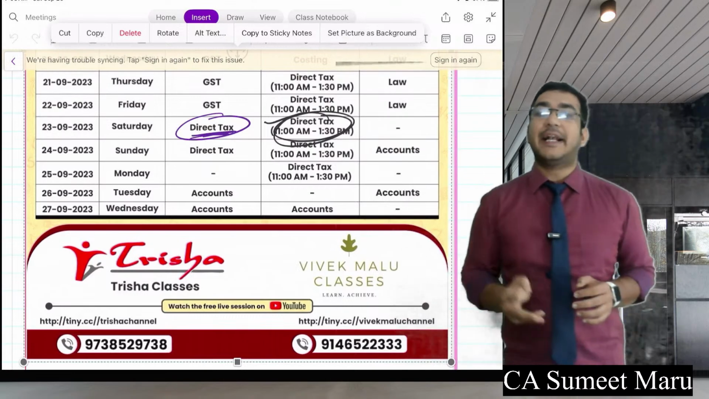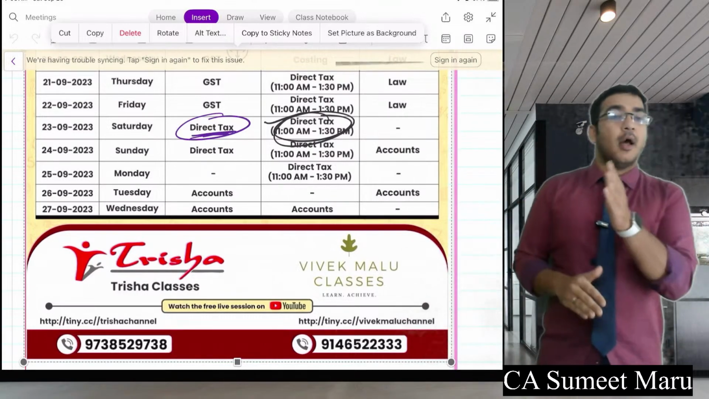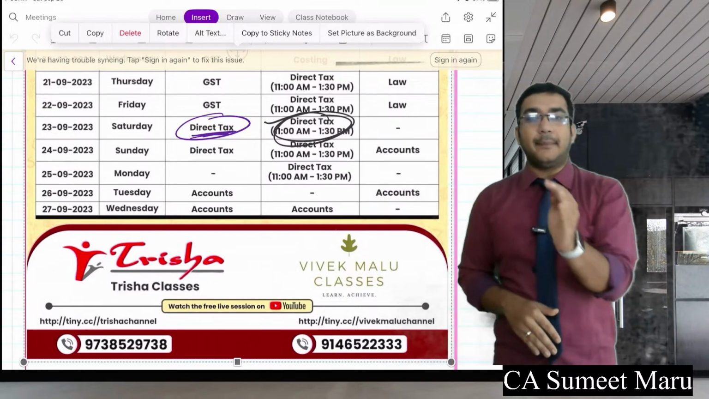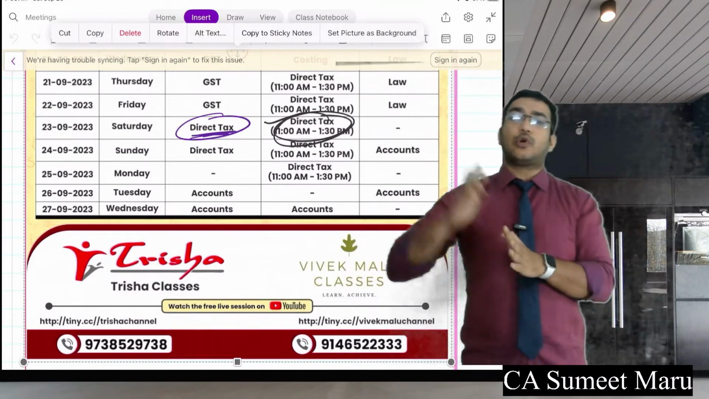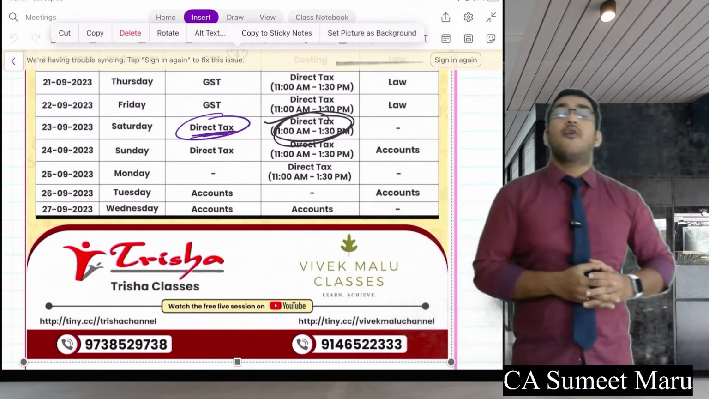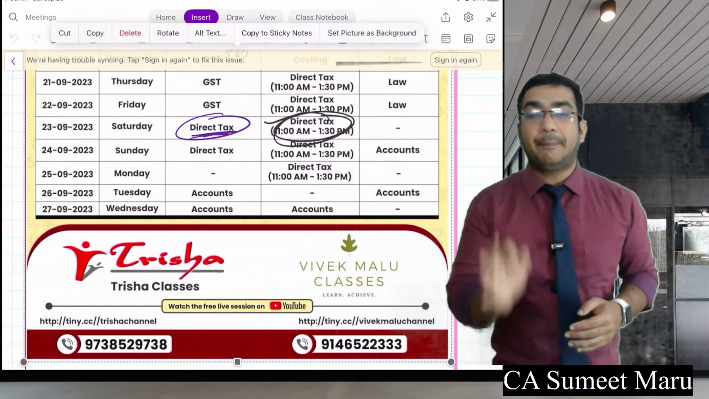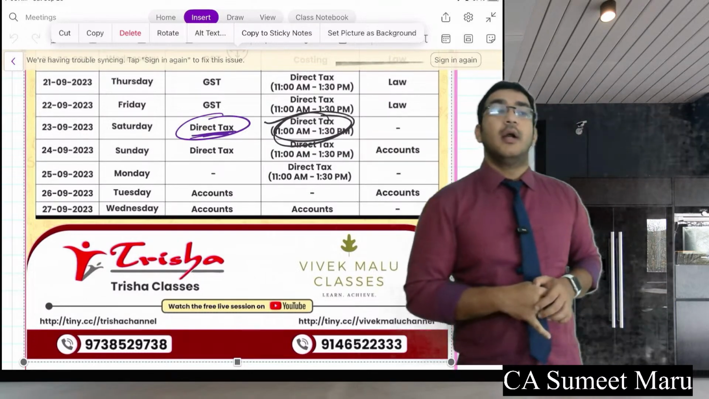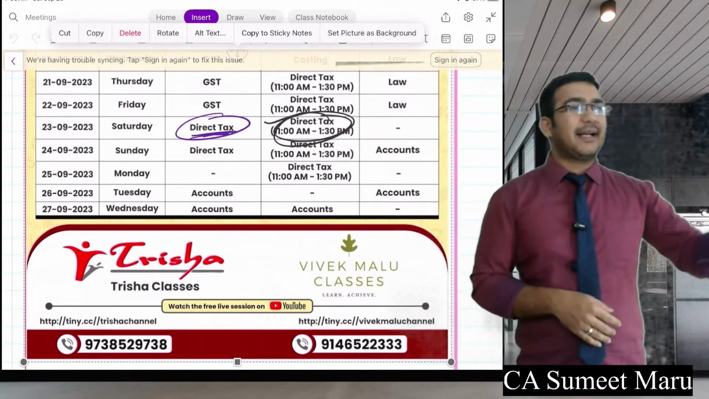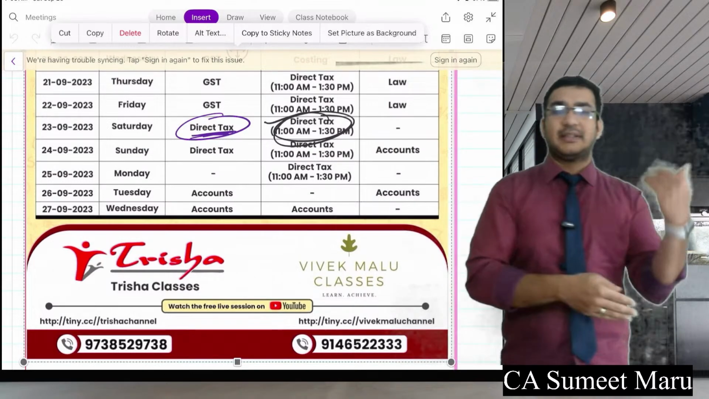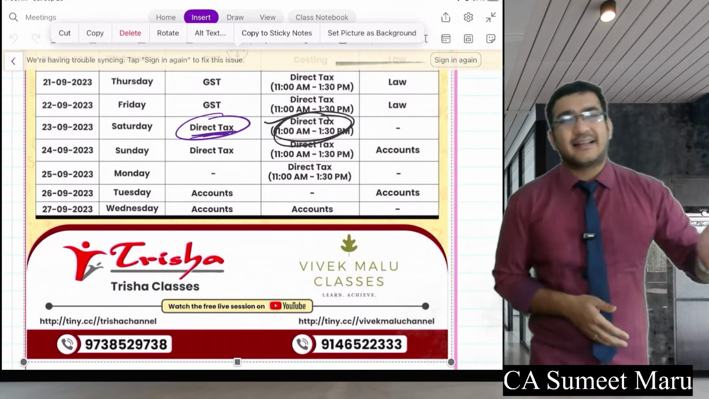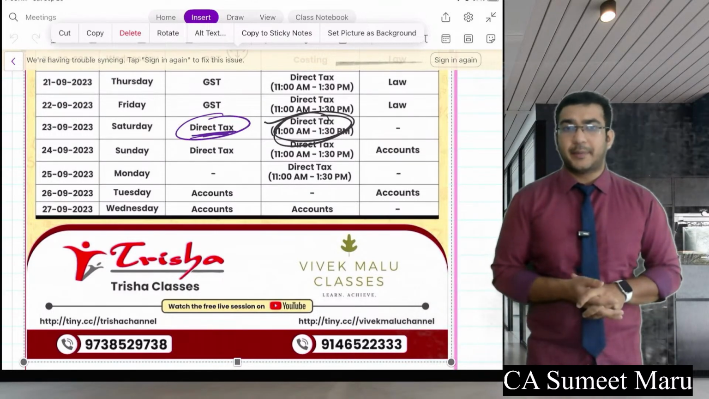The surcharge for an individual, I'm just talking about the slabs. Below 50 lakh, no surcharge. 50 lakh to 1 crore, 10%. 1 to 2 crore, 15%. 2 crore to 5 crore, 25%. 5 crore and above, 37% surcharge they have to pay. Always remember, surcharge is tax on tax. And then you have companies. The rates are 25%, 30%, 22%, and 15% for domestic manufacturing and domestic company. And the rest you will see on the turnover of 400 crore rupees.